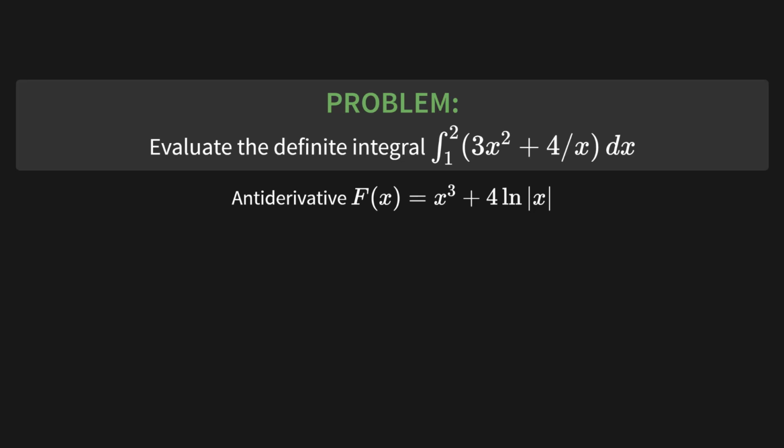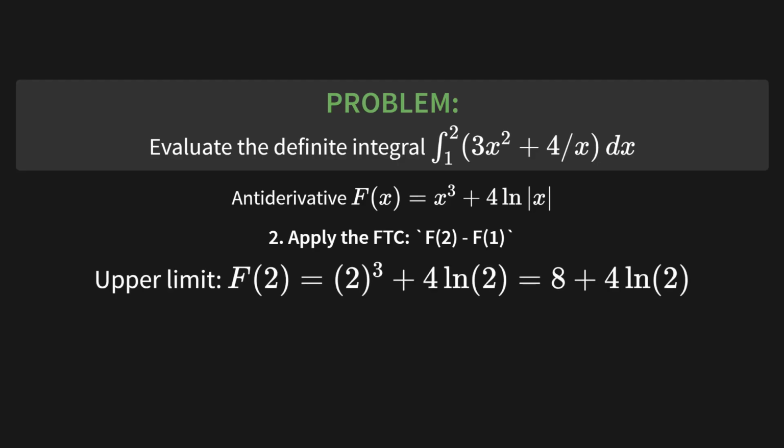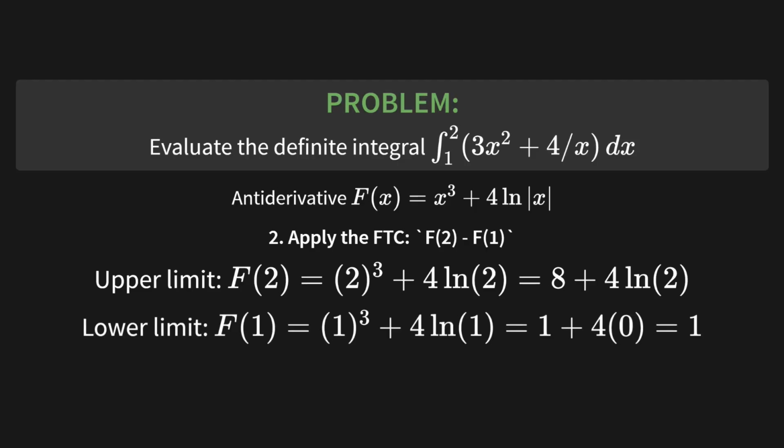Next, step 2. Apply the fundamental theorem of calculus, capital F of 2 minus capital F of 1. Let's plug in the upper limit. F of 2 equals 2 cubed plus 4 times the natural log of 2. That's 8 plus 4 natural log of 2. Now the lower limit. F of 1 equals 1 cubed plus 4 times the natural log of 1. The natural log of 1 is 0, so this is just 1.